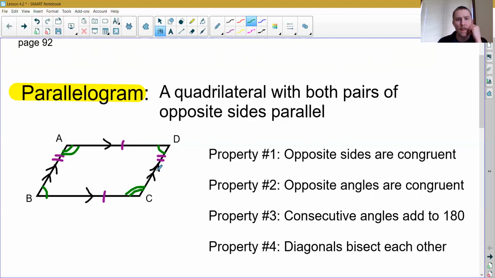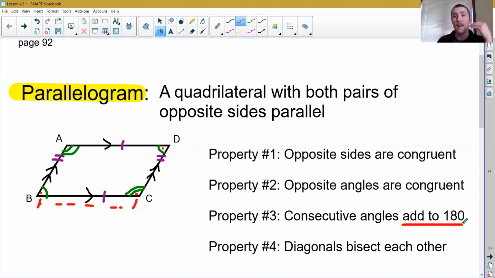Property number three says that consecutive angles, meaning angles that are next to each other or angles that are along the same side. So for example, angle B and angle C would be considered consecutive angles because they're both along this side. So B and C are consecutive angles, as are angle C and angle D, right? Angle C and D would be along this side. D and A would be consecutive angles next to each other. A and B would be consecutive angles. So all of those consecutive angle pairs add up to 180 degrees.